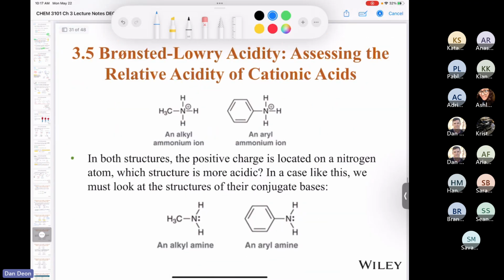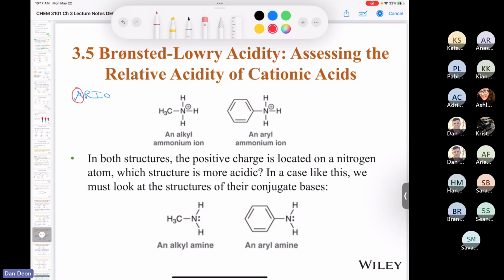All right, well, there's another situation that I want you to be aware of too. And that is, what if you're comparing two cationic acids that both have the positive charge on the same element, right? We're still looking at ARIO, okay? So before we were comparing two elements that were different, nitrogen and oxygen. Now we're looking at two nitrogen atoms. So if we compare this alkyl ammonium ion to the aryl ammonium ion, which one is going to be the weaker acid? Which one is going to be the stronger acid?